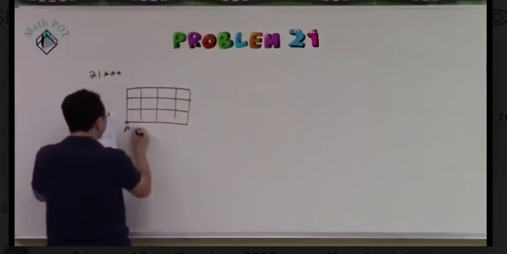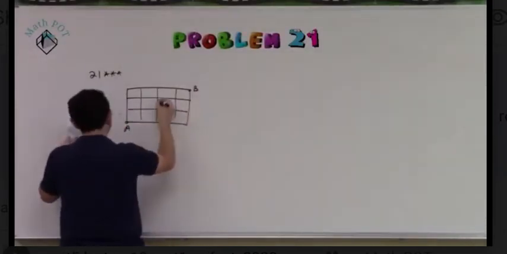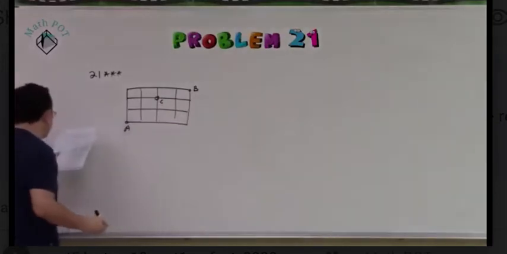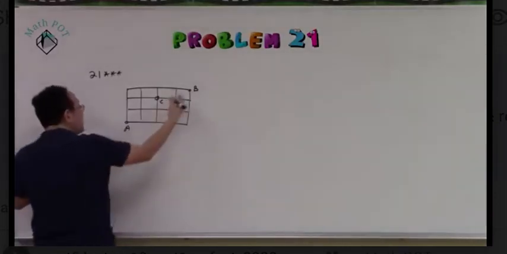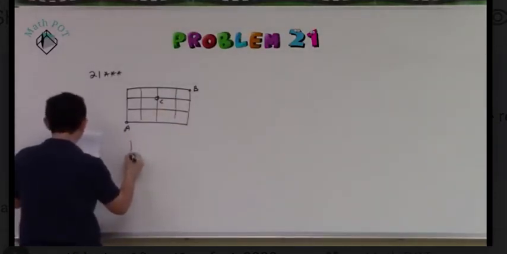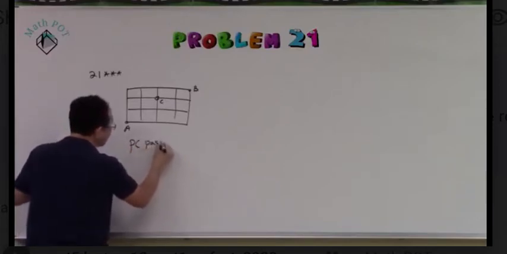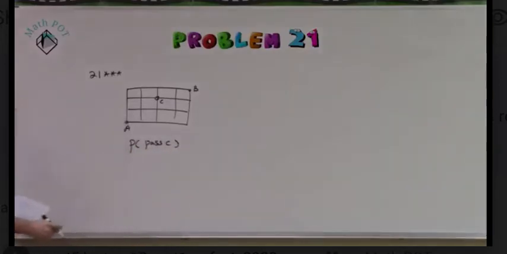So this is our point A, this is our point B, this is the point C. So basically, choose a shortest path from A to B at random. What is the probability that it passes through C? Let's see how to solve this one. Again, this is nothing but a counting problem.